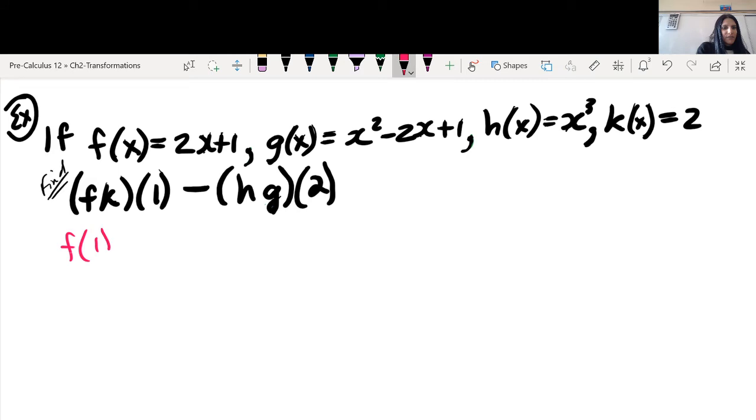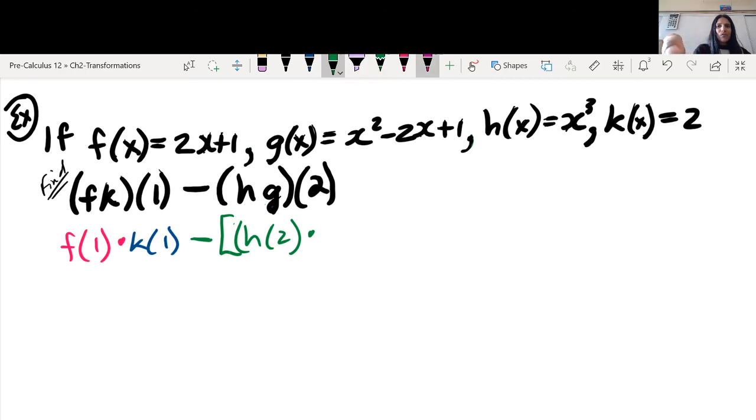Okay, so we have f of 1 times k of 1 minus h of 2. I'm going to put a big bracket there. H of 2 times g of 2. So let's work our way through this.